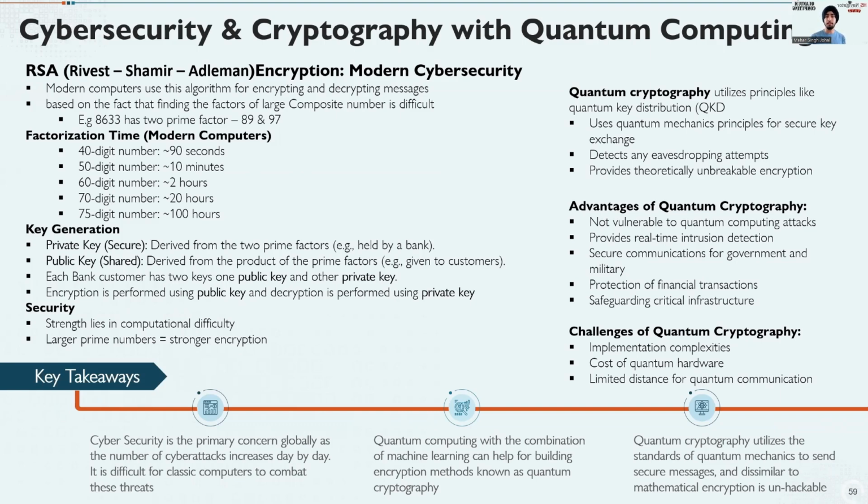RSA is a very highly used cryptography system nowadays. It uses what's called a private key and a public key, and performs encryption and decryption using those keys. The private key is what's held by the bank or the secure system. The public key is what you share to get your information out to others. And the larger the prime numbers you do this encryption with, the stronger the encryption is.